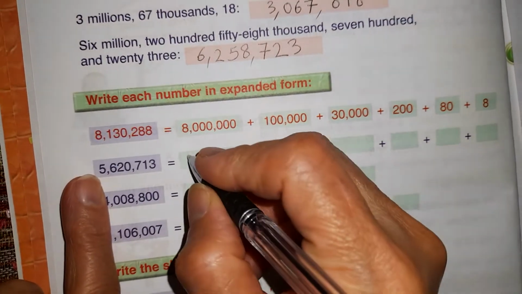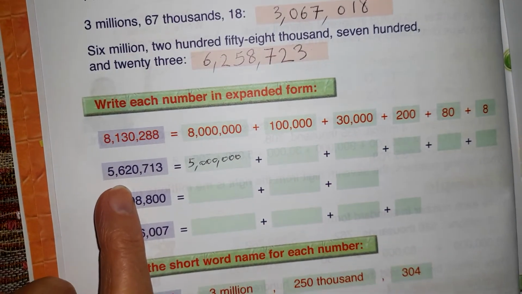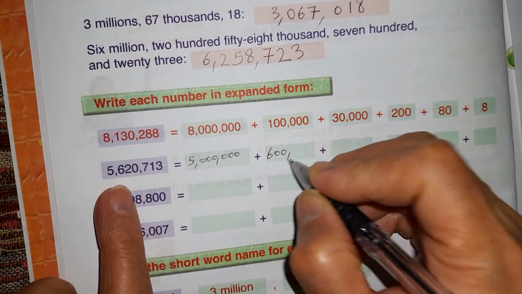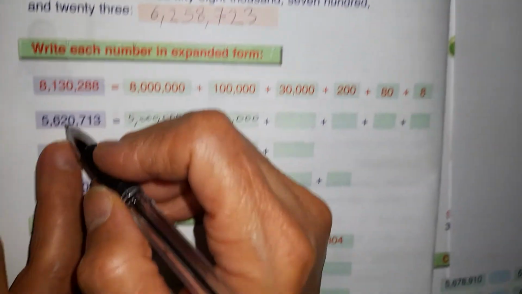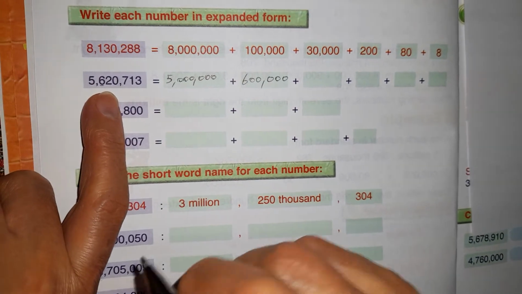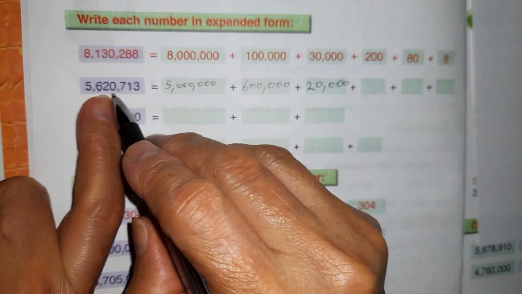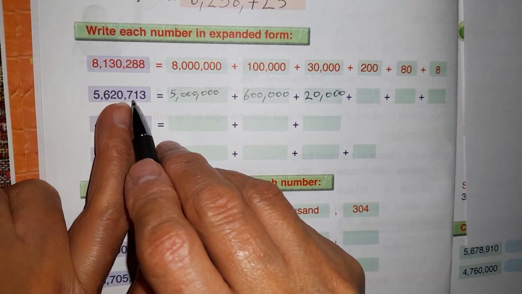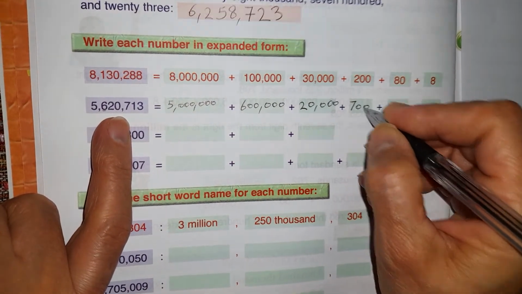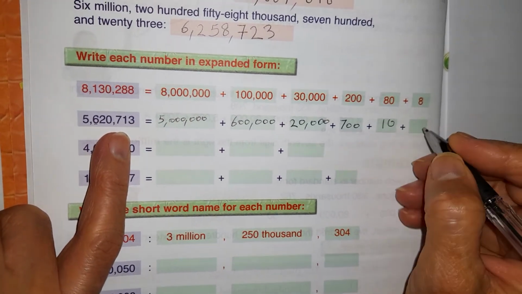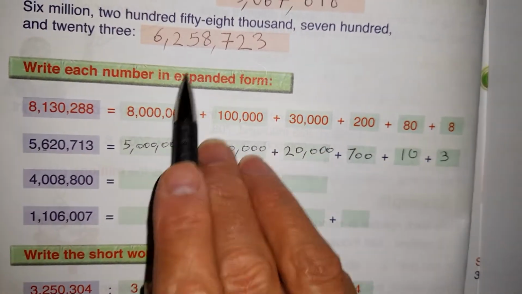The 5 in the millions. It is 5 with 6 zeros. Plus the 6 is in the 100,000. This 6 is in the 100 thousands. The 2 is in the tens thousands, so it is 20 thousand. I will skip this 0. I will not write it. Then 7 is in the hundreds, 700. Then 1 in the tens, and this is 3. So this is the expanded form.